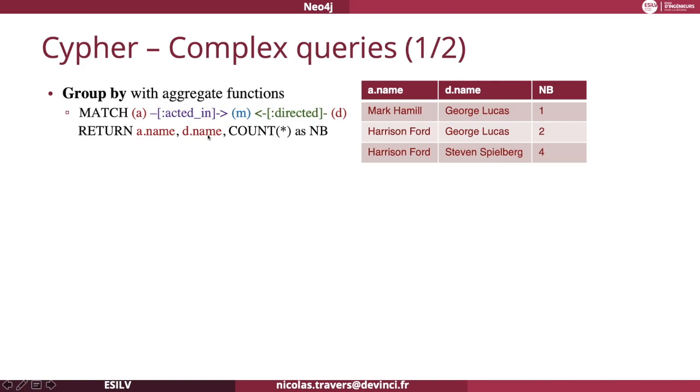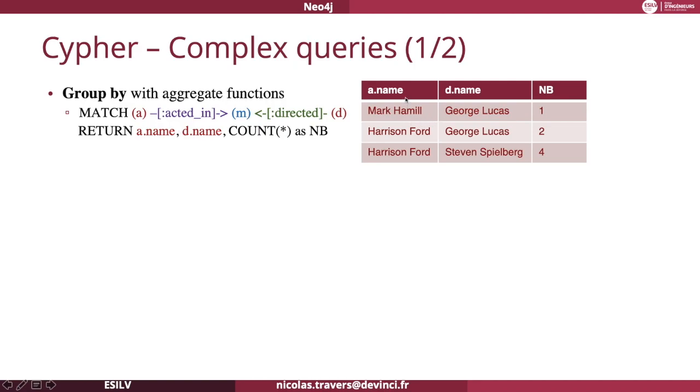What is interesting here is that you don't put the group by clause like in SQL, because in SQL you have to put the names to say that you want to group by them. Here it's implicit. Just because you put an aggregate function, the group by is implicit on those values. So here you have the output.